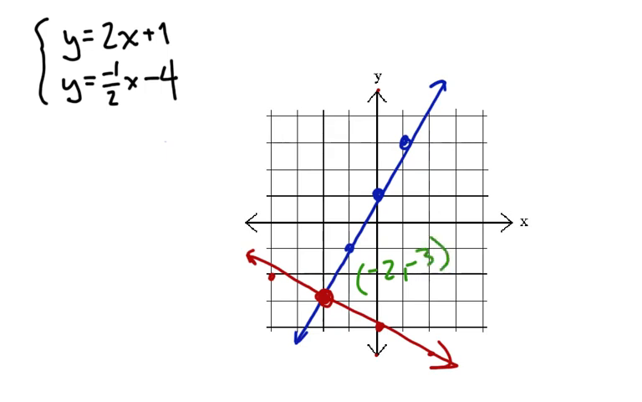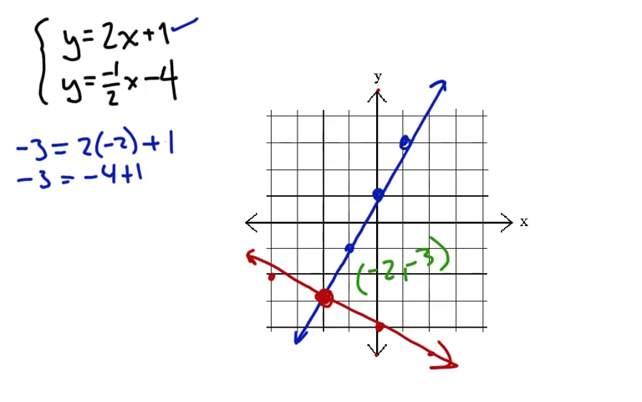And because we're graphing by hand, we should really check that just to make sure that we didn't get a little sloppy. So we take that ordered pair, negative 2, negative 3, and plug it into the first equation. X is negative 2, y is negative 3, and we check it out. Is negative 3 equal to negative 4 plus 1? Sure is, so it works for the first one.